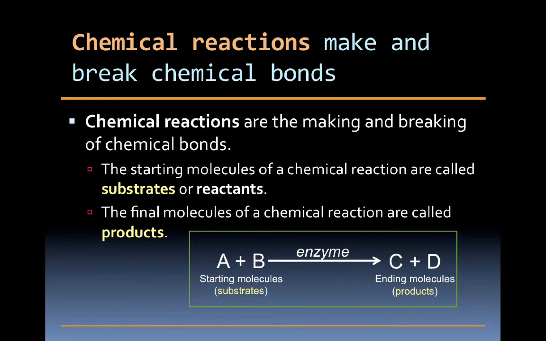In the course of a chemical reaction, which we illustrate with an arrow, a very specific enzyme binds to the substrates, joins atoms together or breaks atoms apart, manipulates the bonds, in other words, to produce a different molecule or molecules that we call products. The final molecules of a chemical reaction are always referred to as the products.